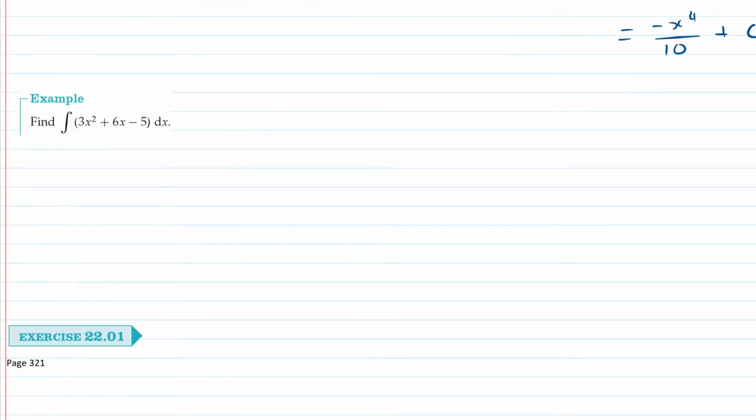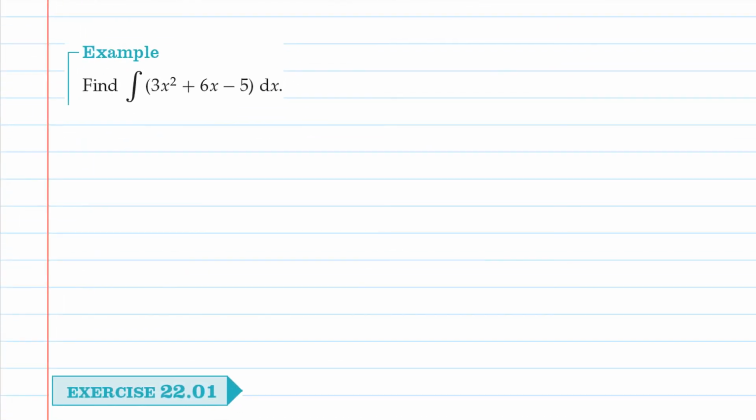Alright, this last example here is just what do you do when you've got a few terms? Well, exactly the same thing, you just take it term by term. So raising the power by 1 and dividing by the new power leaves you with x cubed. Raising the power by 1 and dividing by the new power, 6 divided by 2 is 3. And then raising the power by 1, we're going to have negative 5 times x to the power of 1, and then just remember our plus c at the end.